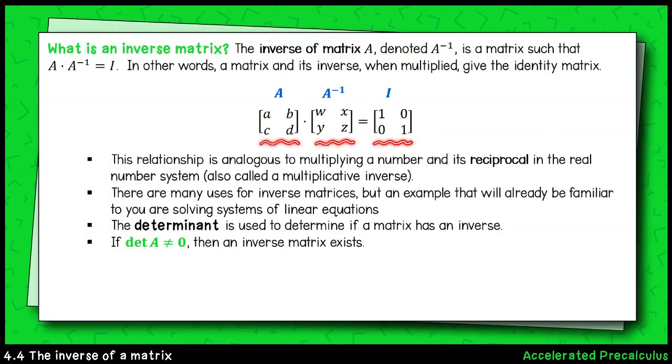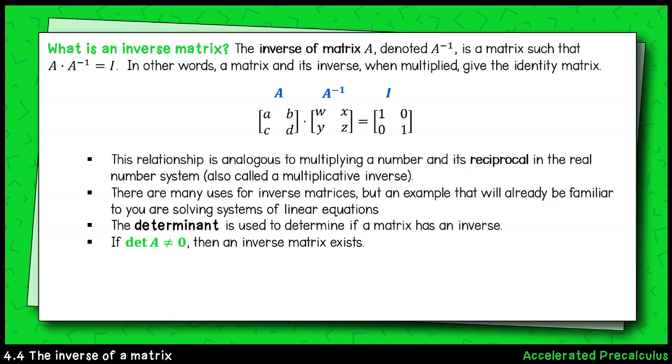Well, by definition, a matrix and its inverse, when multiplied, give the identity matrix. We saw previously that an identity matrix is a square matrix with ones along the main diagonal and zeros for the remaining entries. When we think about a matrix and its inverse, the relationship is analogous to that of a real number and its reciprocal. Recall that reciprocals, by definition, multiply to give 1.